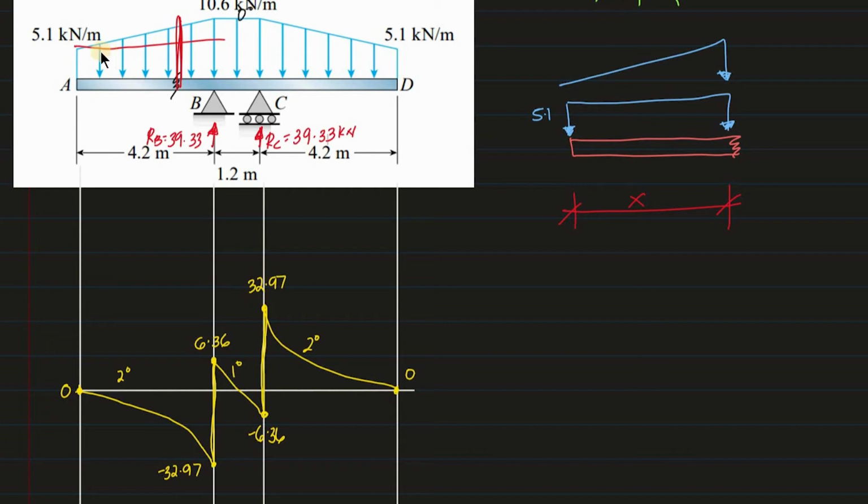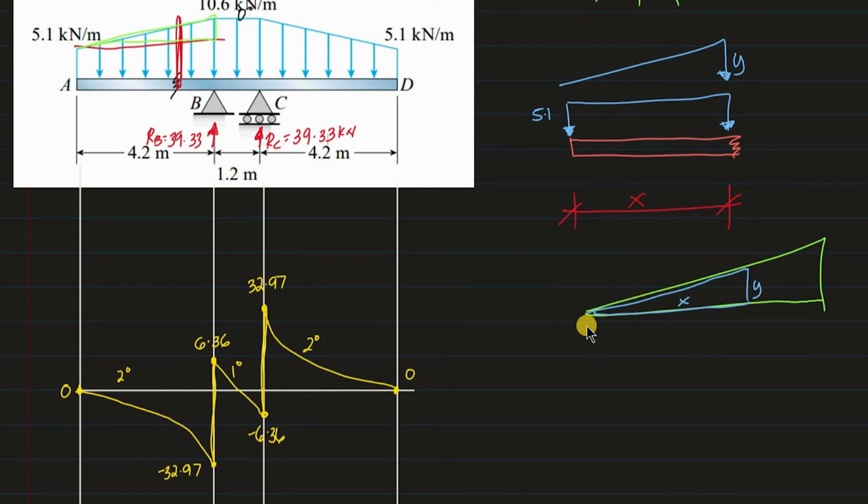Yung gagawin ko ngayon, kukunin ko yung buong triangle na to. Tapos, i-compare ko siya dito sa smaller triangle na pinutol natin. Magre-ratio and proportion tayo. Ito, let's just name that y. Therefore, ito, y rin yan. And this is x.